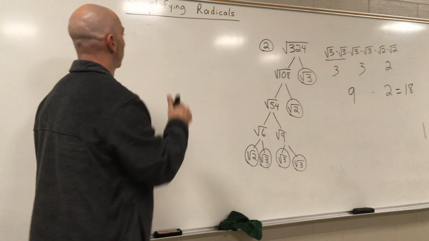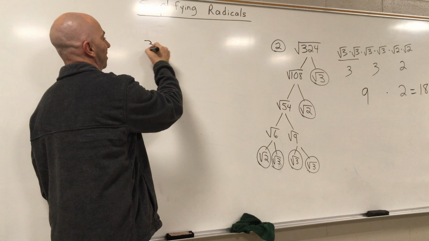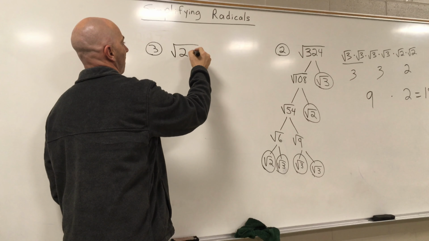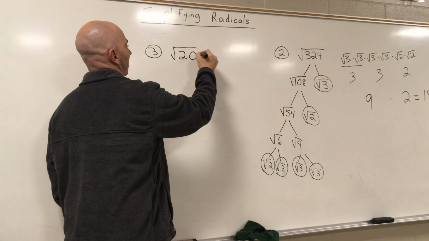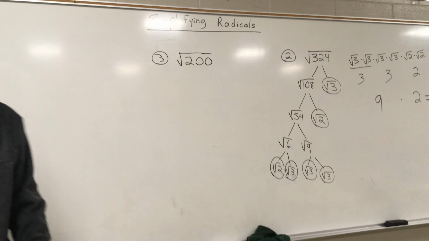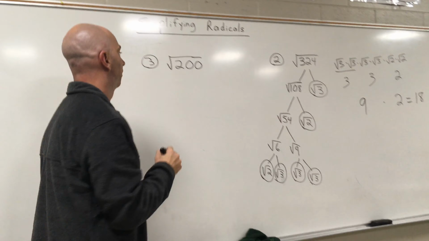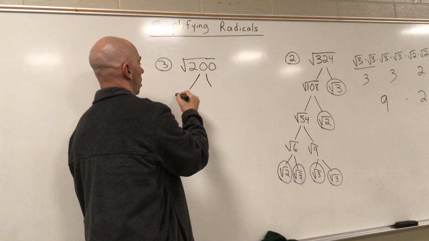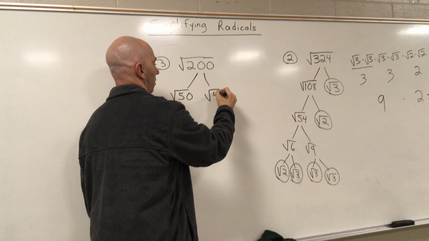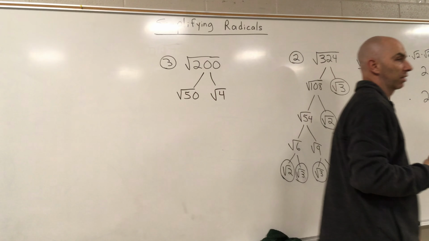All right, do one more. Square root of 200. 50 times 4. All right, we'll go with it. Or you do 25 and 8. Your choice. Yeah, there are plenty, 20 and 10. Use a bunch of them.